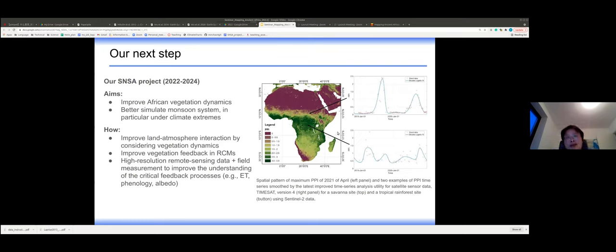So the next step is that, based on our understanding, we propose to improve the process. And we luckily got the funding from the Swedish National Space Agency. It will be a 3-year project. The idea is to use remote sensing data to improve the land surface processes, including evapotranspiration, phenology and also the albedo. What we want to see is how to improve the vegetation dynamics, which is also very important to local social activity. It's also good to see the improvement of the monsoon systems, which is very important under climate change. We can combine the very high resolution remote sensing data from Sentinel-2 and Sentinel-3.